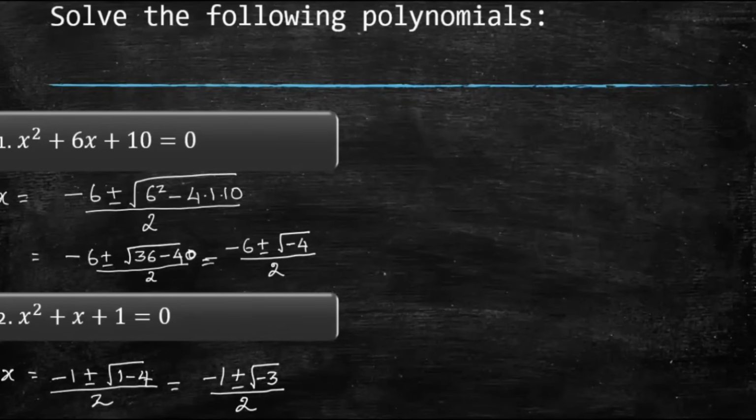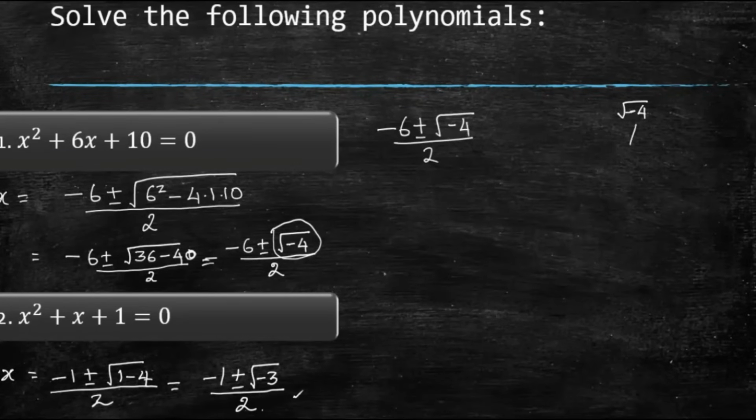Now, the answers here are -6 plus or minus square root of -4 over 2 for the first one, and for the second one -1 plus or minus square root of -3 over 2. Now let's start simplifying this, and you can see very well that this part, the discriminant, is negative. Therefore we are going to have complex numbers as the answer. So how will you simplify square root of -4? This can be written as square root of 4 times square root of -1, and square root of 4 is 2 and square root of -1 is i. Therefore square root of -4 is actually 2i.